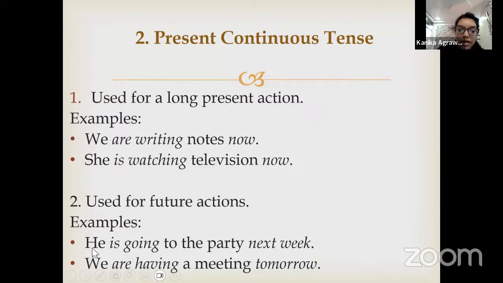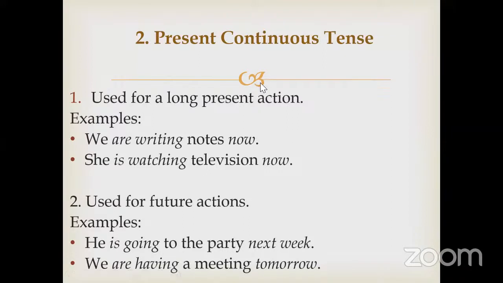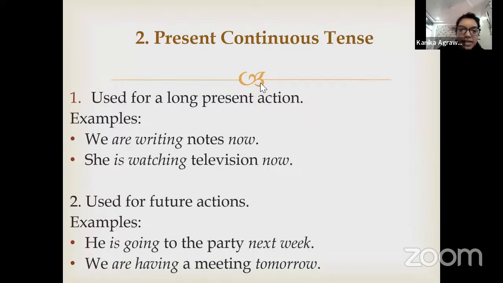For example, he is going to the party next week. We are having a meeting tomorrow. He is watching television. She is eating food. He sings a song. This is simple present tense. This is not present continuous. I am drinking tea. Yes, okay. Are you guys clear? The first two rules of present continuous tense.